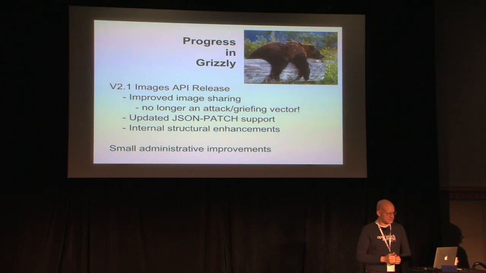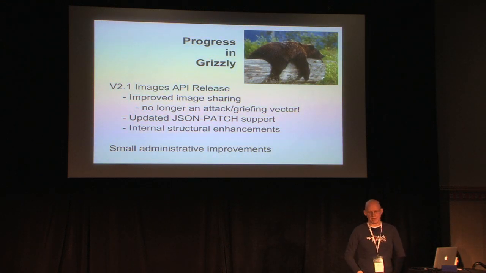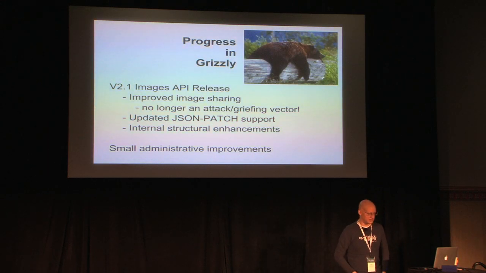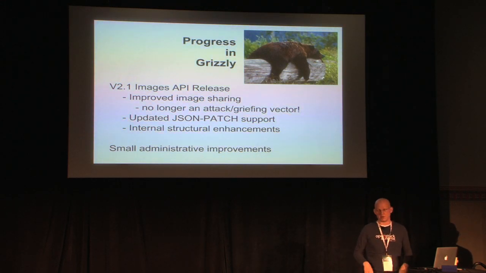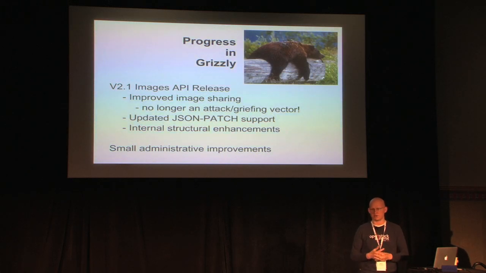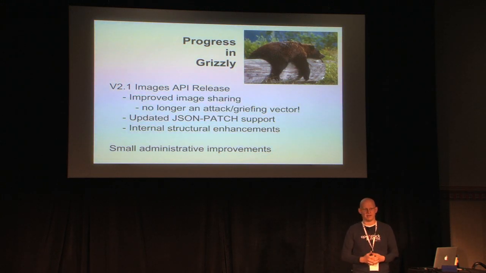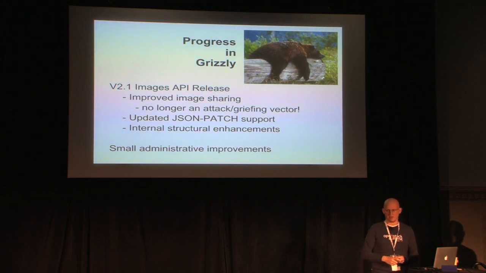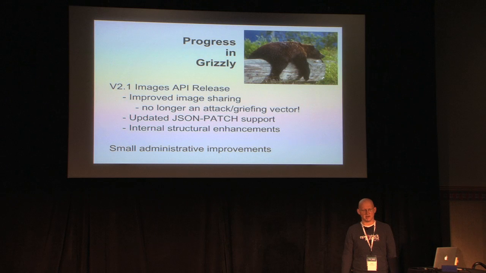We also added, this is a more minor point, JSON patch support for modifying entities. We're kind of an early adopter with the JSON patch schemes, so we had to play catch up during Grizzly. And then also during Grizzly, we just had a lot of internal structural improvements, bug fixes and things like that. You won't highlight any feature list, but they make life as a developer in Glance much, much better. Should help us out in the long term. There were also a number of small administrative improvements, and if you really want to dig into the details there, you should look at the Grizzly release notes.